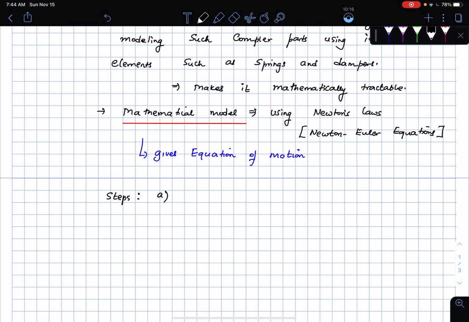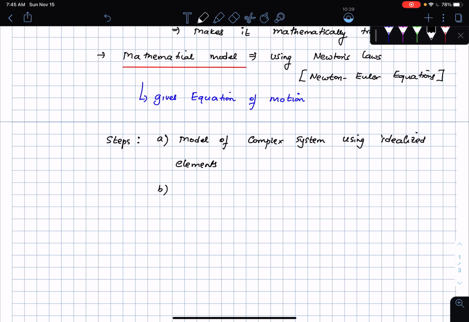the basic steps in the analysis is to first of all model mechanical systems using these springs and dampers. Okay, so model a complex system using idealized elements. Okay, then you come up with the governing equation or the equation of motion. This is like the physical model. You take a very complex mechanical system, you reduce it to a set of springs and dampers and masses.